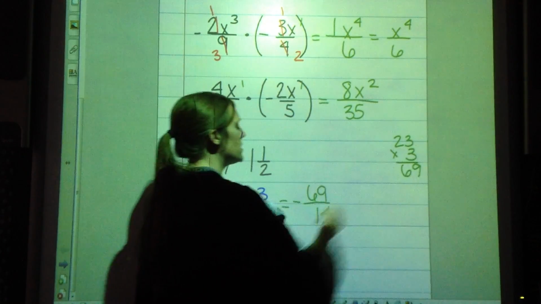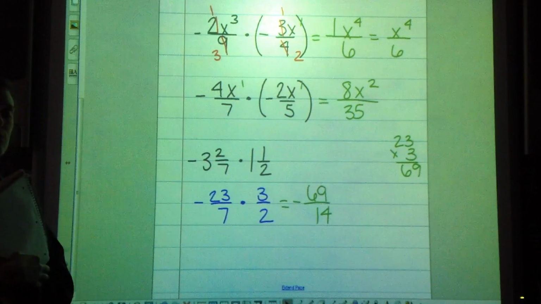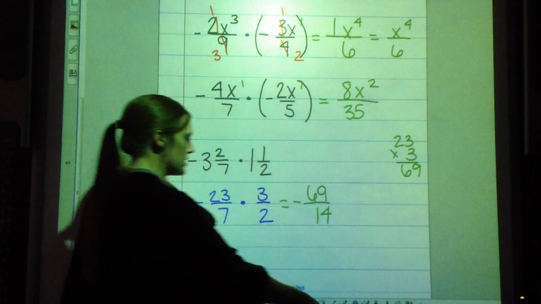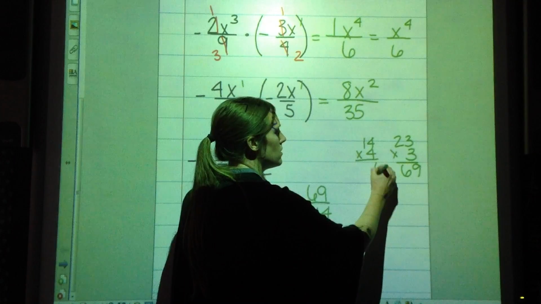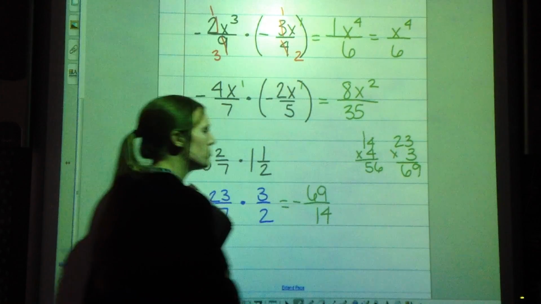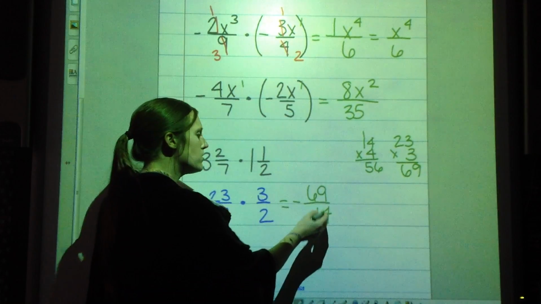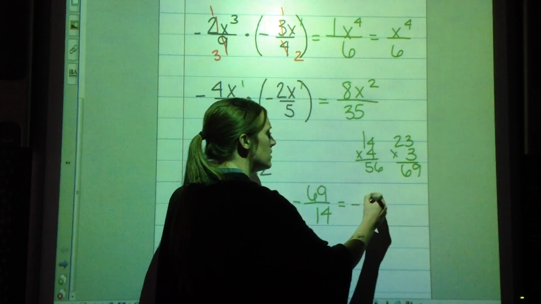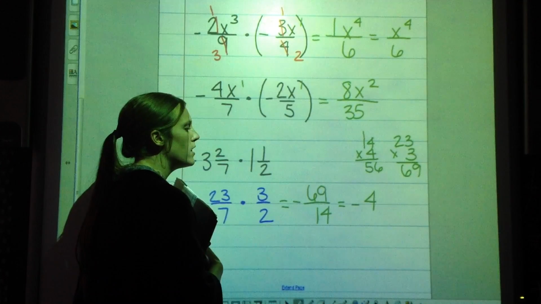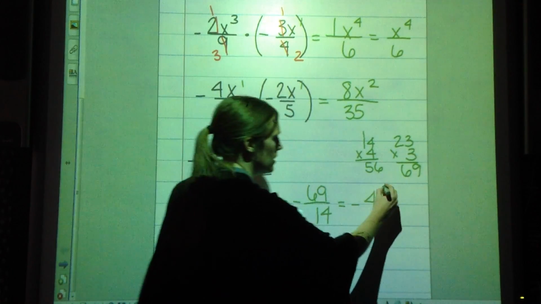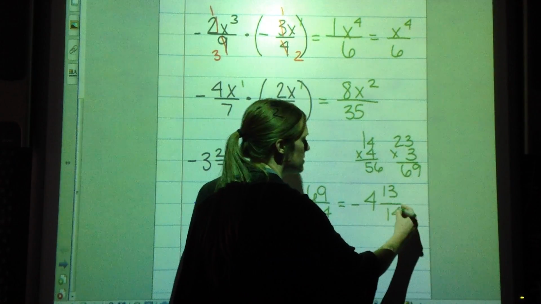To do that, we think to ourselves, how many times can 14 go into 69? I'm thinking that 14 can go into 69 4 times. Yep, we get 56. So 14 goes into 69 4 times, and then there are 13 left over, and our denominator stays the same.